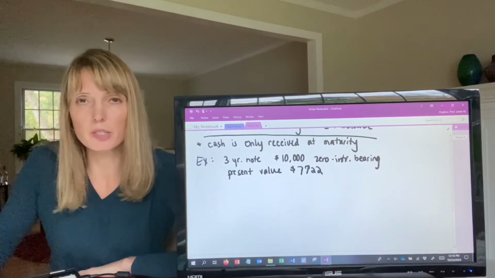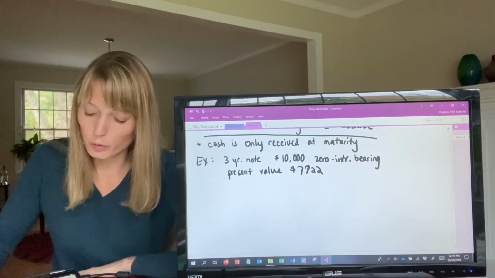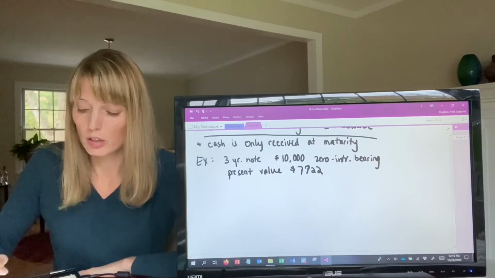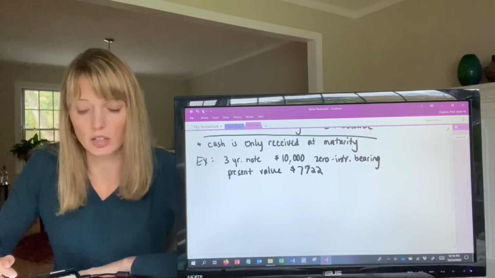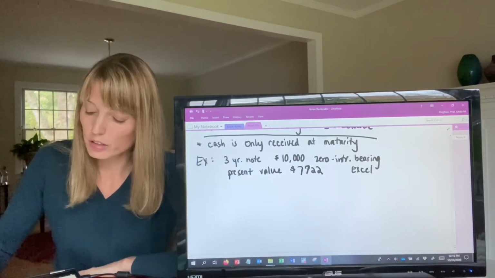And if we wanted to calculate what the interest rate is that's implicit in this, that's going to turn 7,722 into 10,000 in 3 years, in Excel, we can say, let's find the rate.